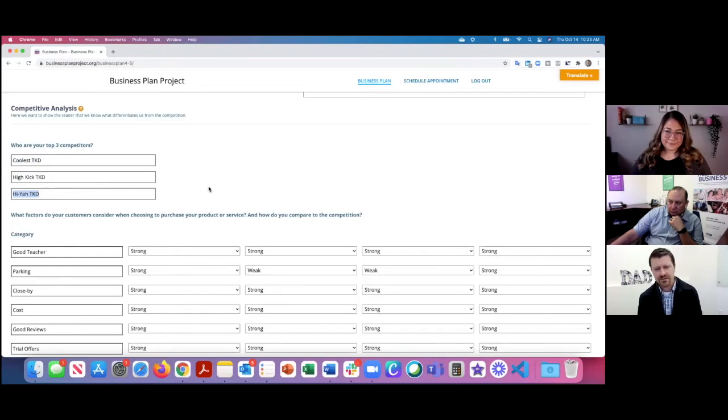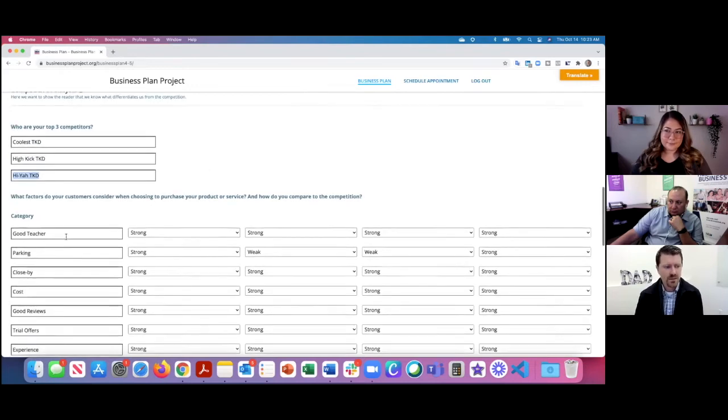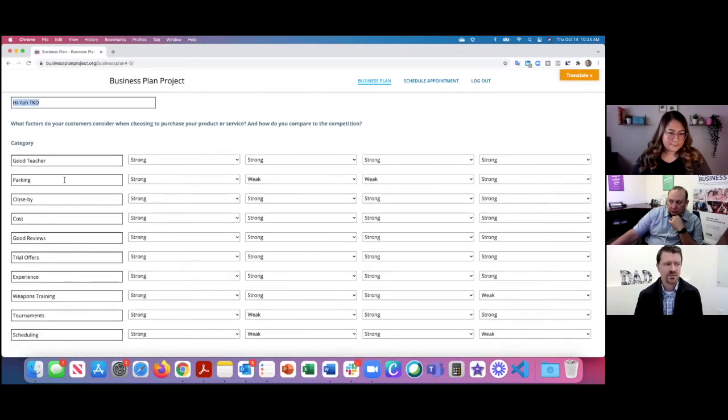Now, once we've identified our top competitors, we have to see how we rank up against them in different categories. Down here below, you're going to see that I've identified some categories, again kind of off of the needs, but a little bit more expanded: good teachers, parking, close by, cost, good reviews, trial offers, and so on.